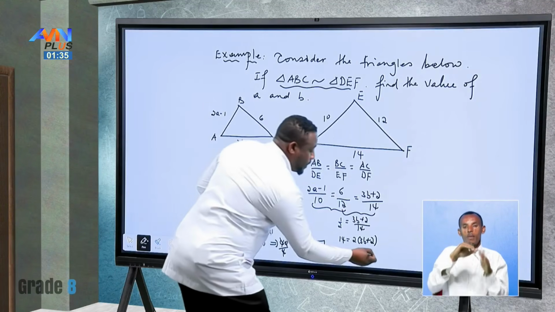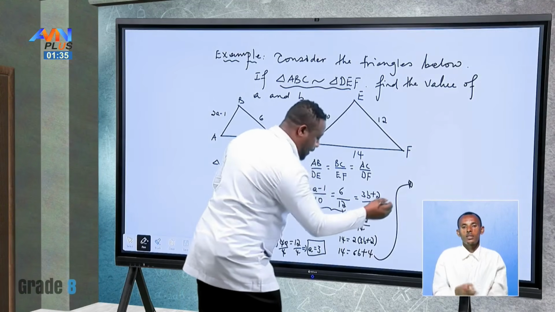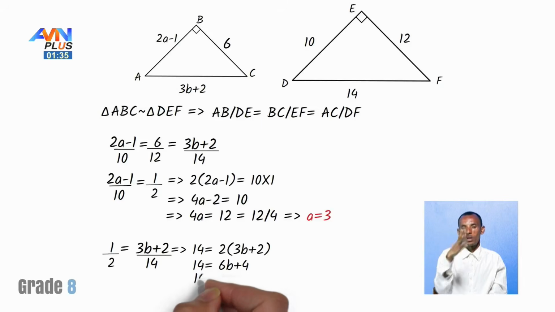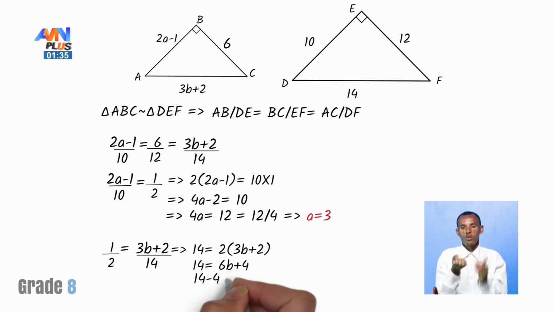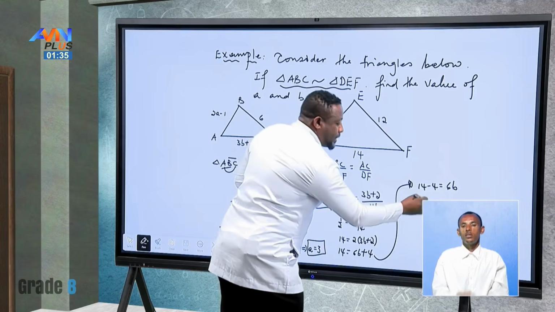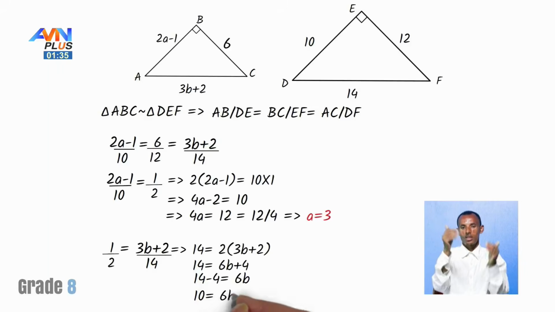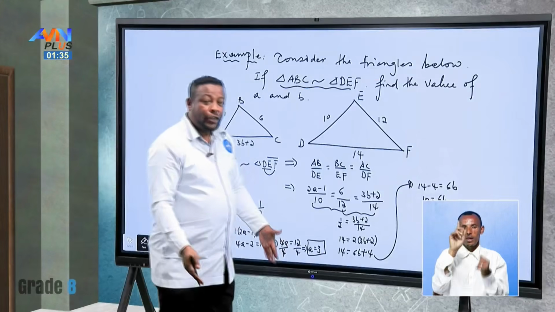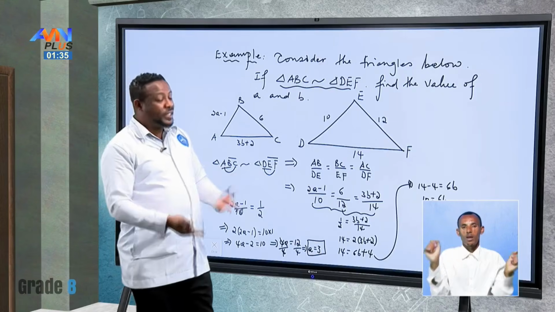Then this becomes 14 minus 4 is equal to 6b. So this is the same as 10 is equal to 6b. Then lastly, you can divide both sides by 6.